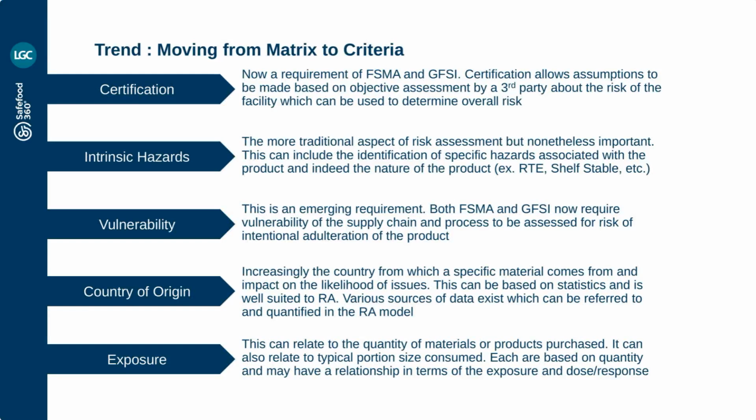To be identified, these are the more traditional aspect of risk assessment, but it's important nonetheless. So this can include application of very specific hazards that are associated with the product, and then shelf-stable product. So again, the risk can be applied appropriately, and there's some different criteria we would want to be looking at. The vulnerability that's present. This is an emerging requirement. FSMA, GFSI, they're requiring vulnerability assessments within your supply chain, and the process that's assessed for risk of intentionally adulterated product.